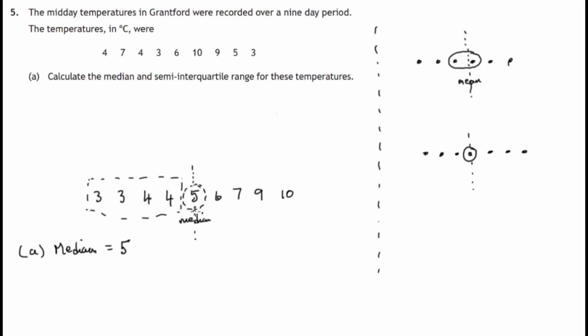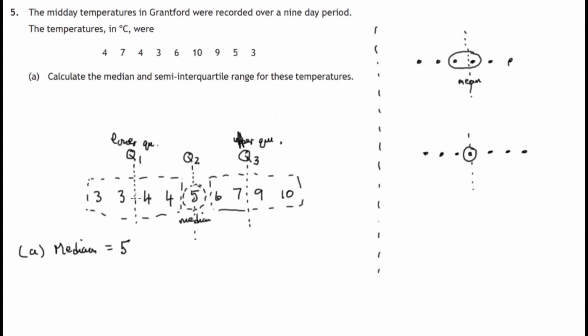Now the semi-interquartile range, this involves taking the left-hand group, the lower group, and the right-hand group, and finding the median of each of these groups of numbers. So we take the lower 4 data points and divide them equally. And where that division goes, we're finding what's called the lower quartile, or Q1. The median's actually Q2. And then we look for the middle of the upper 4. That would be Q3, or the upper quartile. So this is the lower quartile, and this is the upper quartile.